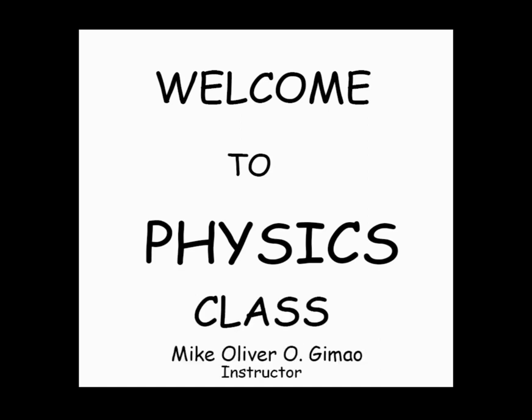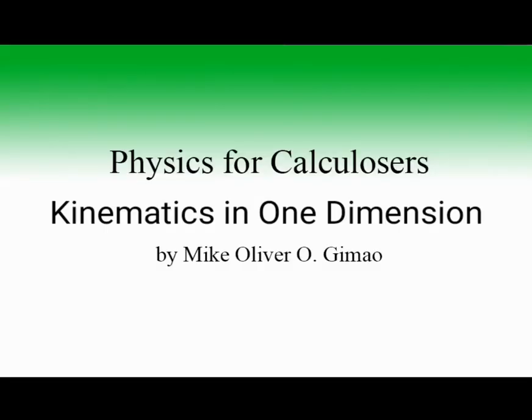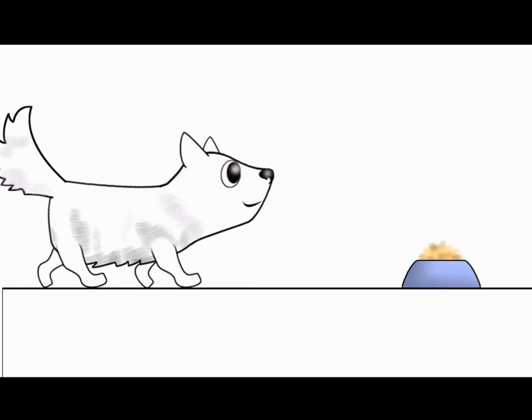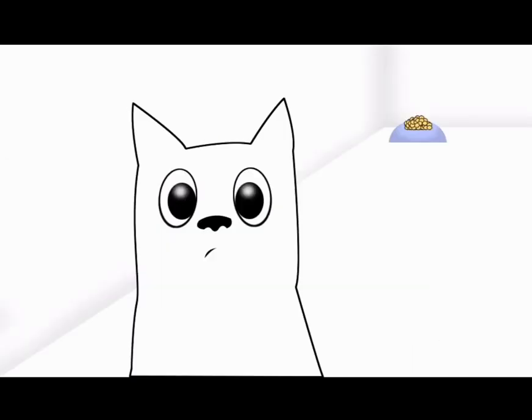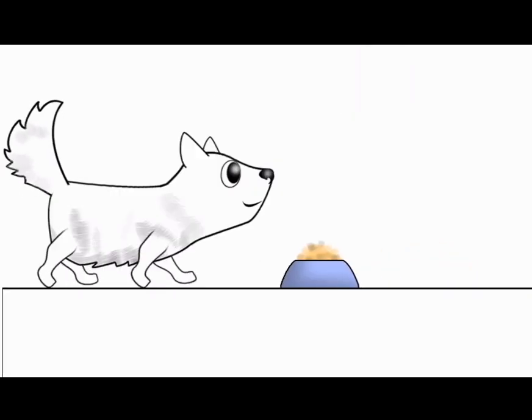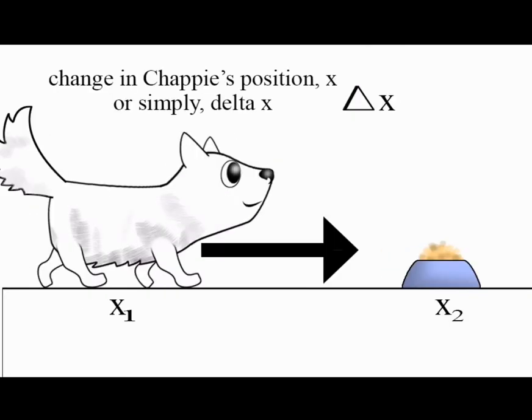Welcome, calculuses. One-dimensional kinematics is a movement in one dimension. In our case, Chappie moves in the x-axis towards east. Her first position can be labeled as x sub 1, while her second position can be labeled as x sub 2. X sub 1 is where she was standing before she moved, and x sub 2 is where the food is. As she walks towards her food, there is a change in her position x.